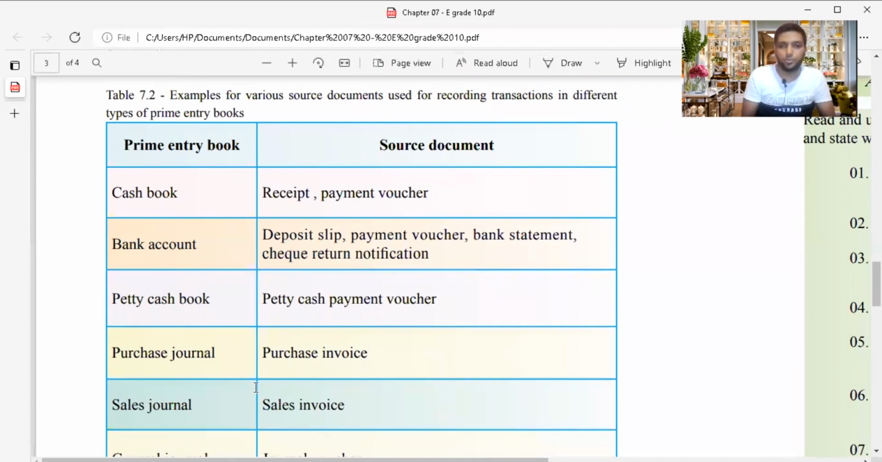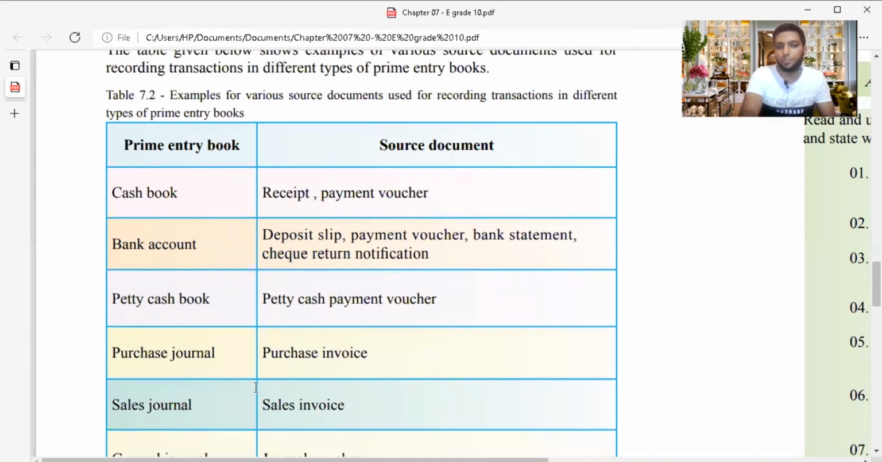So when it comes to cash book, guys, you might be using receipt, payment voucher, things like that. These are the things you need to know when it comes to cash book. Whenever you are receiving money in cash book, the receipt should be issued when you're receiving money. Payment voucher is given whenever you make a cash payment. You should issue a payment voucher. So these should be recorded in the books of accounts.